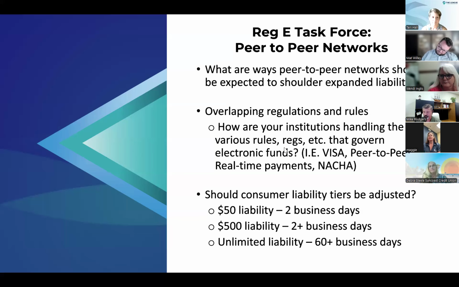Should consumer liability tiers be adjusted? I imagine different credit unions are handling this differently, but the $50 liability is 2 business days. The $500 liability is the 2+, and then the unlimited liability is 60+ days. The $50 liability, how are you guys handling that? I know on a lot of ours, if it's under $50, we're just taking it as a wash a lot of times because of the limitation on the number of days.